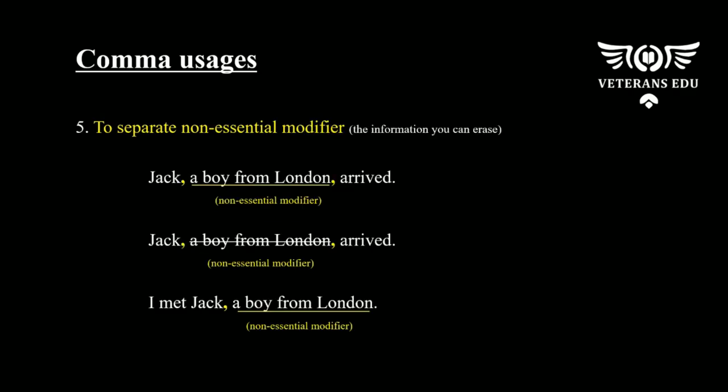The 5th usage is our favorite one, right? To separate a non-essential modifier, the information we can erase. For example, in the sentence, "Jack, a boy from London, arrived." The information between 2 commas is a non-essential modifier, and the purpose of the commas here is to separate that. And if you remember our last lesson, I told you that it's never about the number of commas. For example, in our last sentence, "I met Jack, a boy from London." Even though there's only 1 comma, we can still erase the information because this is a non-essential modifier.